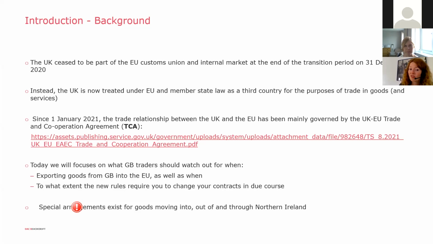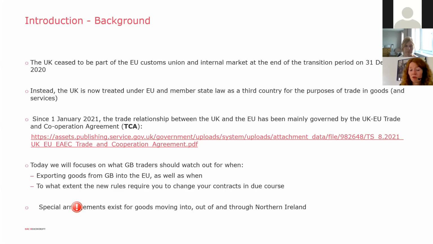Since the 1st of January, we have had the TCA, the UK-EU Trade and Cooperation Agreement. I've put here the link of the official government version, which was published in April, because if you Google the TCA, you're still going to find the older version. This is the version which is much more user-friendly because it has a different numeration, and also the annexes are much clearer, so I highly recommend using this version here.